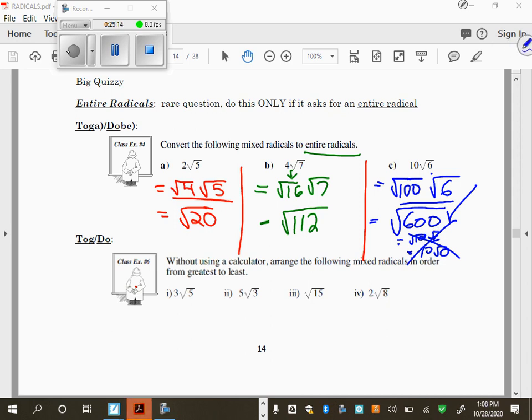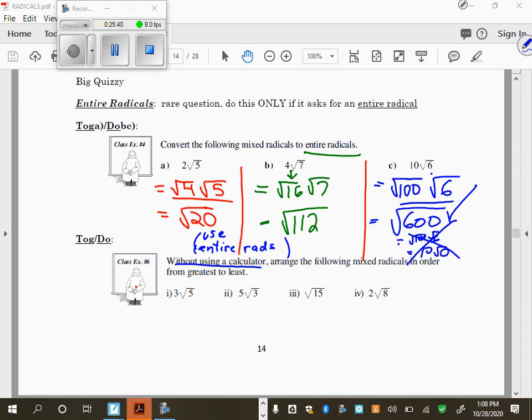Okay, next. In fact, I'm not going to go up with this one because we're going to do the same thing. This one says without using the calculator. So if it says without using the calculator, it's an entire radical question. So write that down. Use entire radicals. So you're going to do exactly what we did. And the number line works the same thing with radicals.